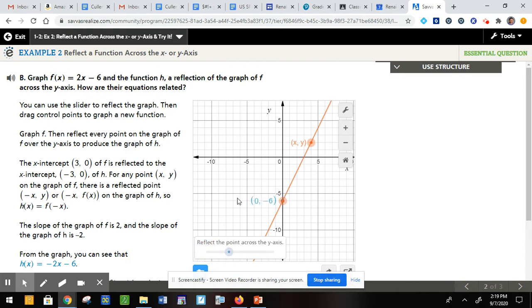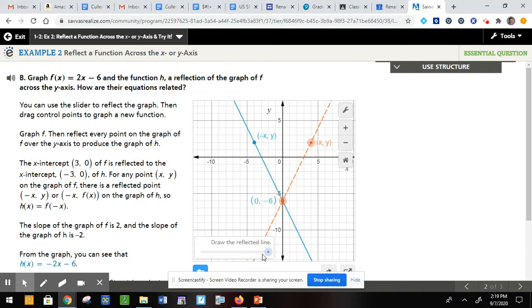For reflecting it over the y-axis, guess what? It has the same y-intercept. So see how the blue point is now underneath the same y-intercept we had before. Again, if I'm reflecting over the y-axis, the y-intercept stays the same. We will then reflect this point up here. It'll be equidistant from the y-axis. So this point will now move to here, and then the g function will be drawn through those two blue points.